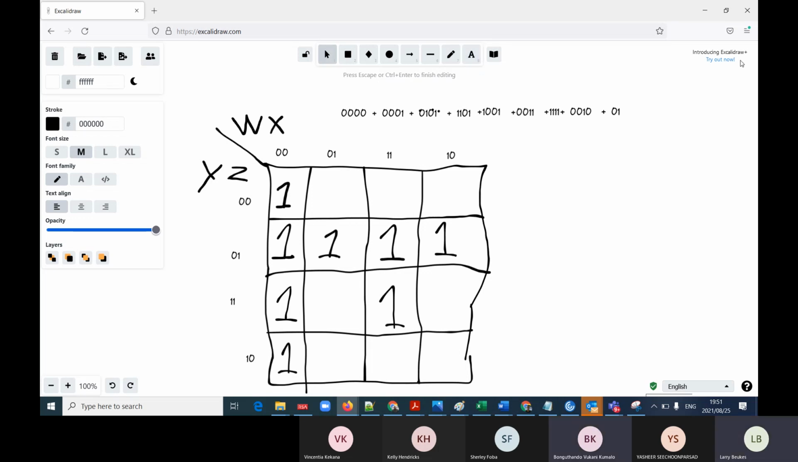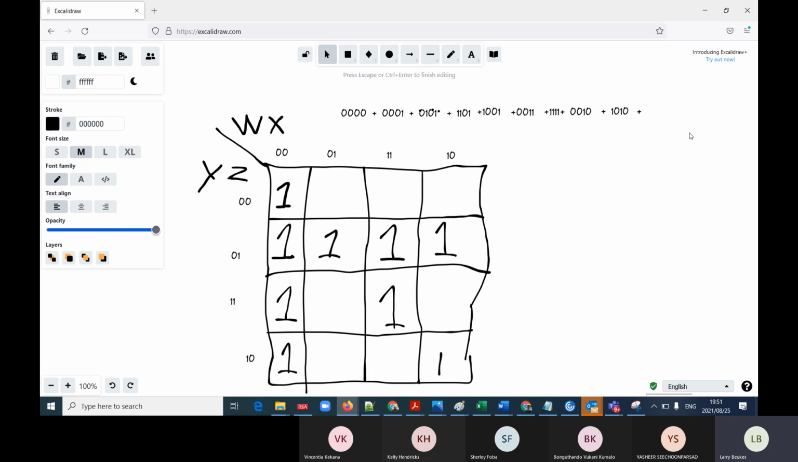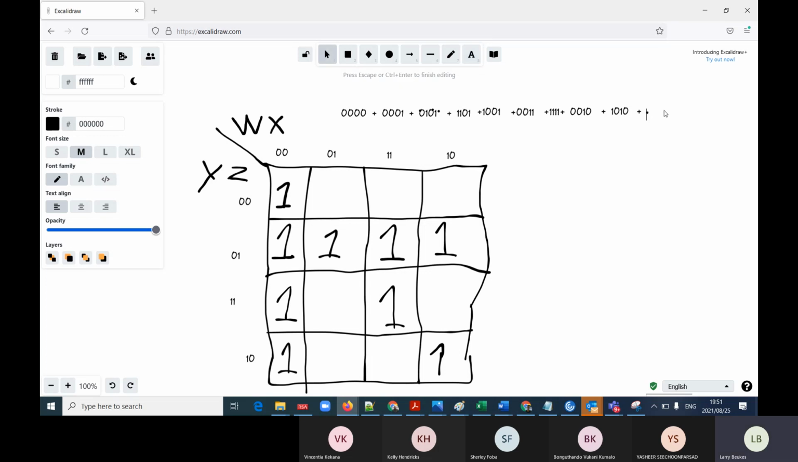1010. We look for 10 here, then we look for 10. So it's going to come here. 10 column, 10 rows. And then the next one, 1110. So it's going to be 11 here and then 10. So it's going to come here. 11 column, 10 row.